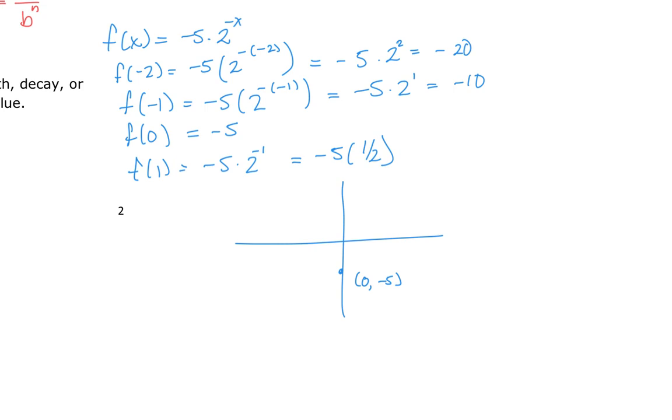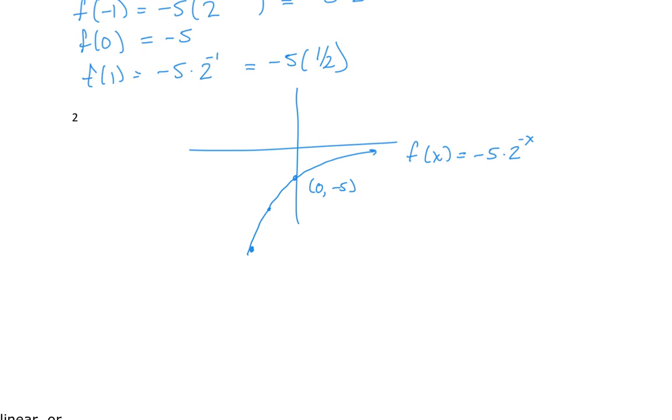When I put in negative 2, I'm going to be way down here. So it was negative 20. When I put in negative 1, I had negative 10, so somewhere around there, not drawn to scale. And then it's going to look like this. So this would be the graph of f of x is equal to negative 5 times 2 raised to the negative x. And you can see in this case, because we have a reflection, we have two reflections actually. We have a reflection over the x-axis, and this negative does a reflection over the y-axis from the original graph.